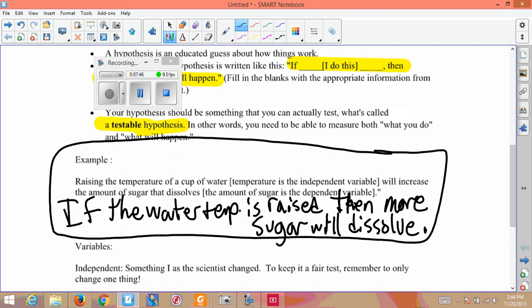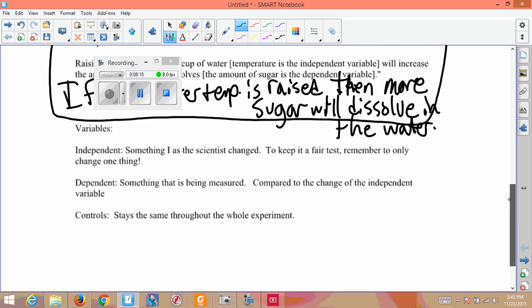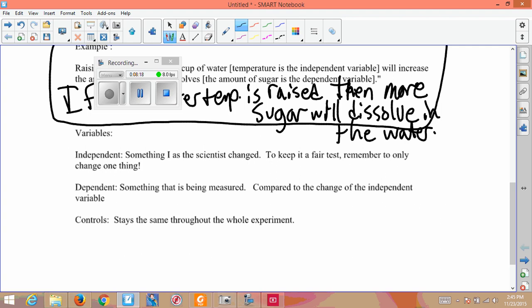Okay? So if I do something to the independent variable, then something will happen to the dependent variable. And our hypothesis is our educated guess, our prediction about what that change will be. Next we have the variables. We've already talked about these briefly. The independent, that's what you change. The dependent, that changes as a result of what you did.